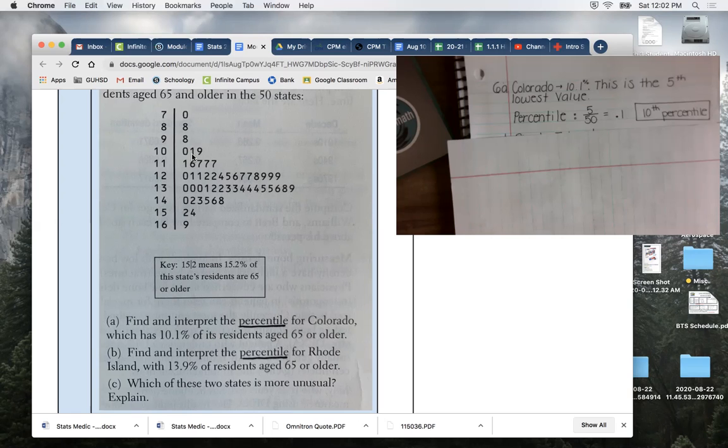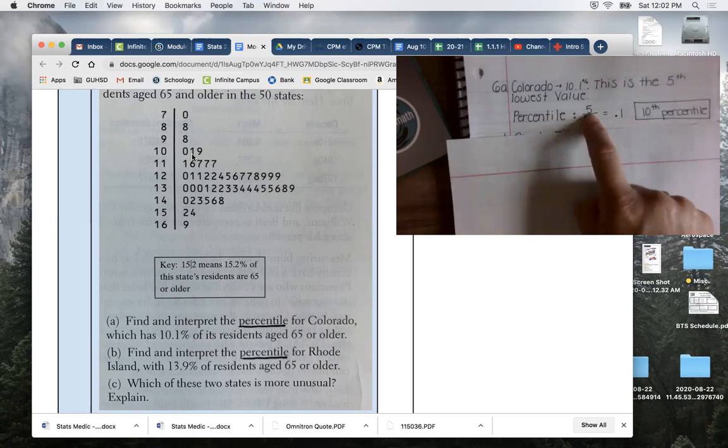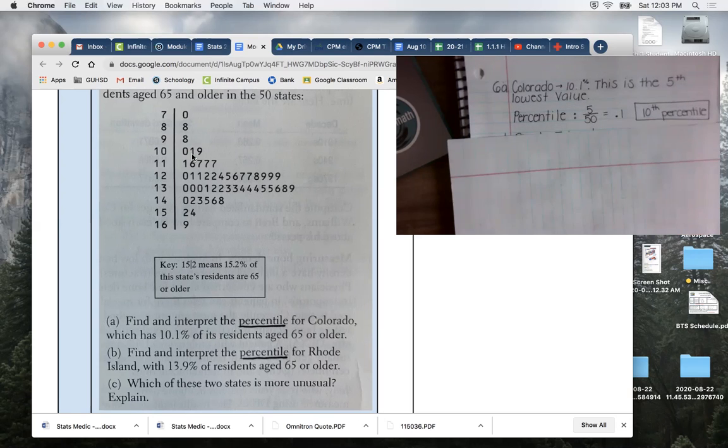So I take 5 because it is the 5th lowest state, and I divide by the 50 states, and I get 0.1, which means they are at the 10th percentile. That would mean they're at a pretty low percentage of 65 and older. Colorado does not have a high percentage of 65 and older. It's a younger crowd. Okay, moving on to B.